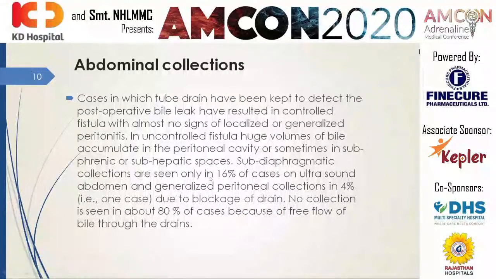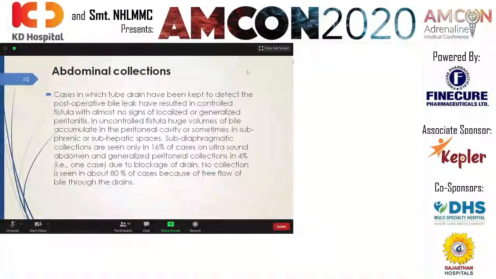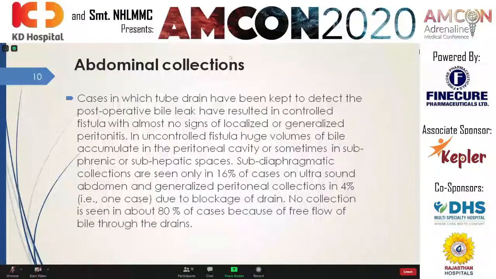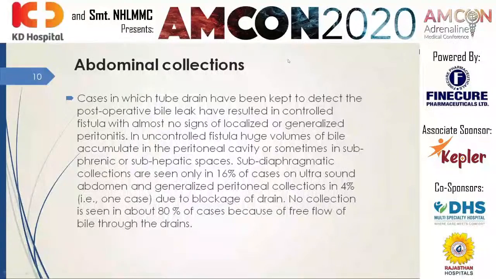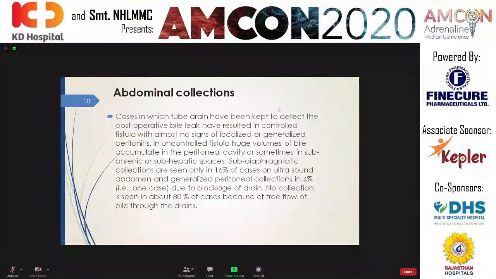For abdominal collection, cases in which tube drain have been kept to detect the postoperative bile leak have resulted in controlled fistula with almost no signs of localized or generalized peritonitis. In uncontrolled fistula, huge volume of bile accumulates in the peritoneal cavity, or sometimes in subphrenic or subhepatic spaces. Subdiaphragmatic collection is seen only in 16% of cases on postoperative sonography of abdomen, and generalized peritoneal collection seen in 1 case, that is 4%, due to blockage of drain. No collection is seen in about 80% of cases because of free flow of bile through the drains.